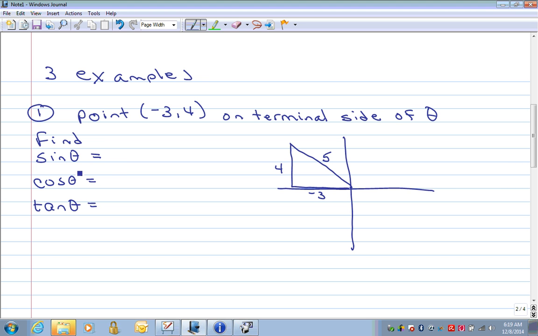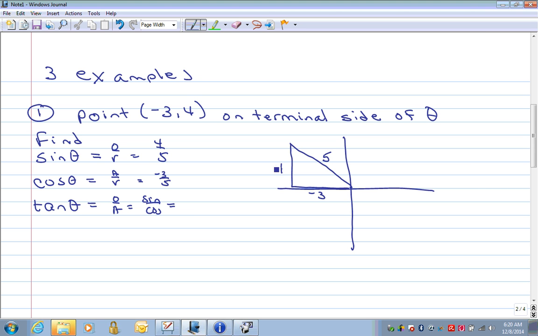So for sine, we know it is opposite over the radius, so it'll be 4/5. Cosine is adjacent over the radius. I'm going to keep writing this down to help you remember. -3/5. And tan is opposite over adjacent. I'm going to write down sine over cosine. That's going to become very important soon, that you really have that connection.